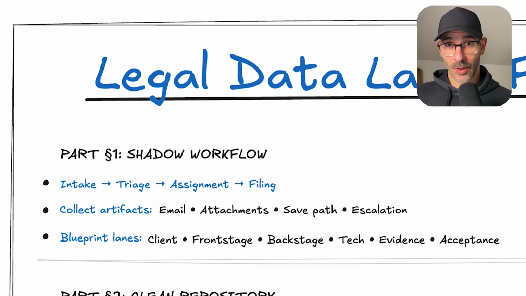As you shadow, collect the evidence. The intake email, the attachments, first save location, the subject line, and who escalated it. These artifacts become your service blueprint and your extraction spec. Finally, put each step into 6 lanes: client actions, front stage, backstage, tech, evidence, acceptance. Intake should only pass when the required fields are captured and a confirmation goes out.